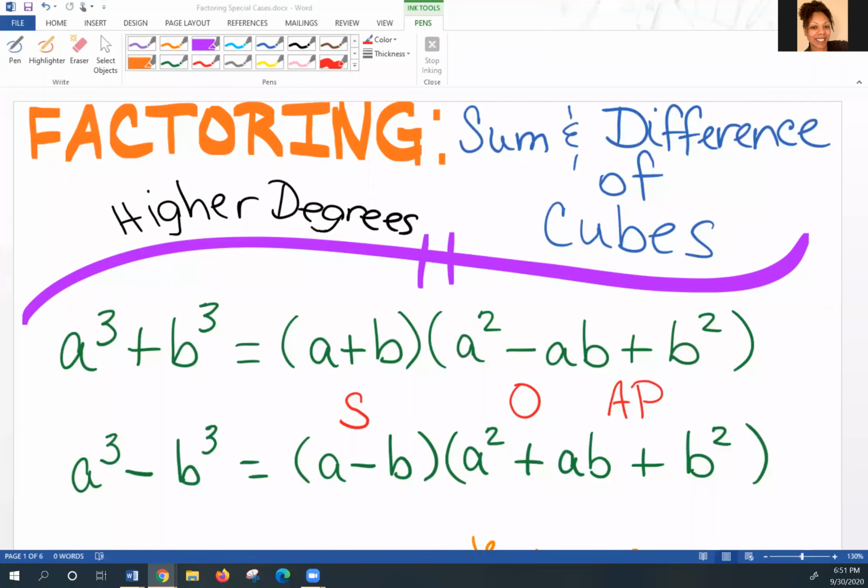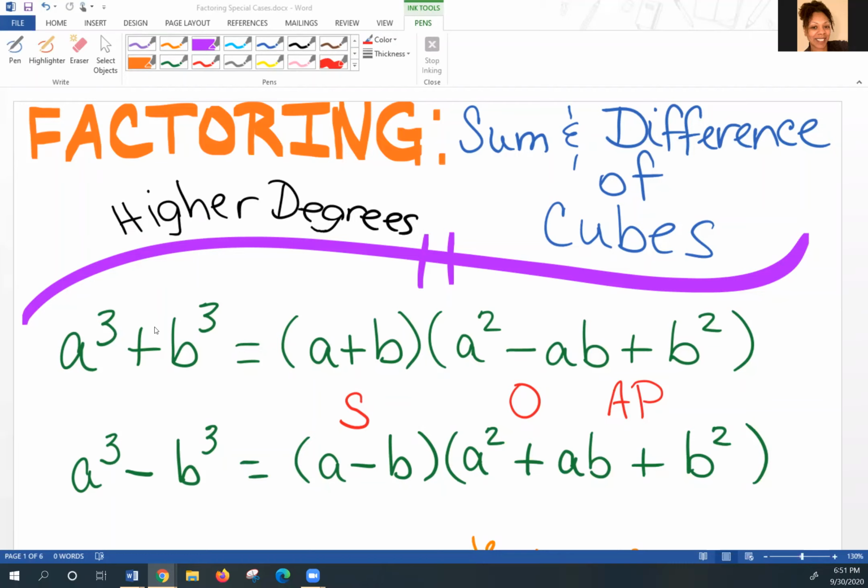So let's talk about factoring when it comes to the sum and difference of cubes and also higher degree polynomials. The first thing you need to know is if you see a power or an exponent raised to the third power, that is referred to as a cube.